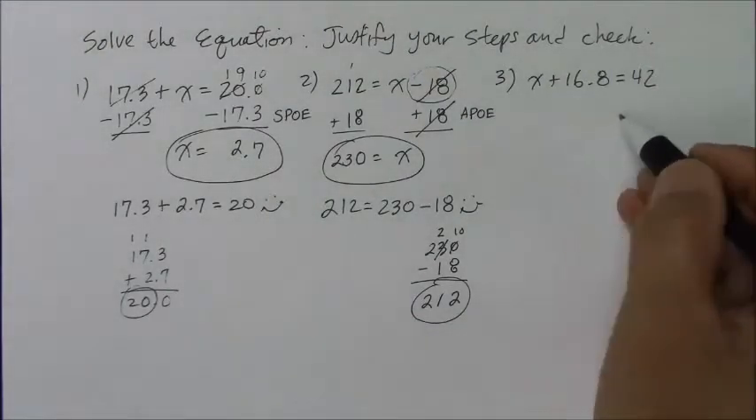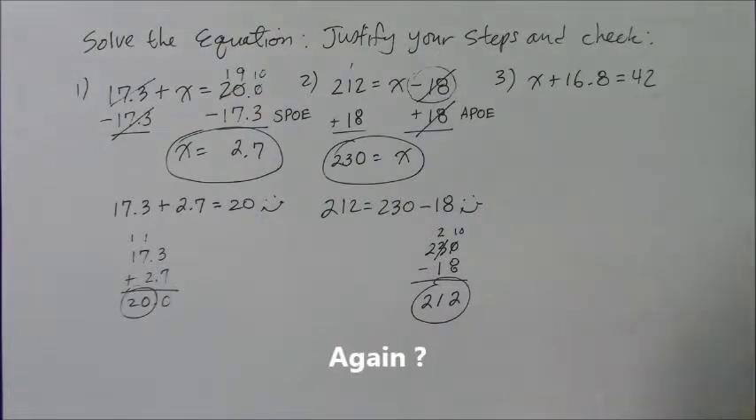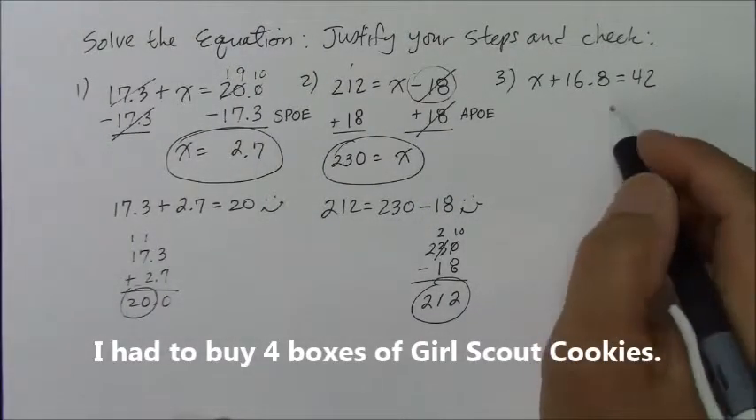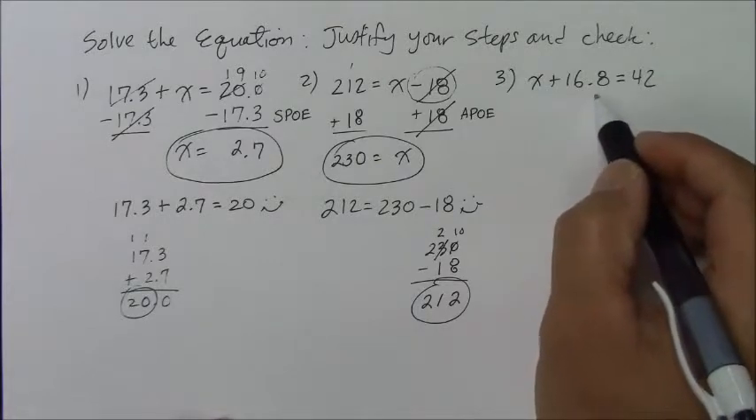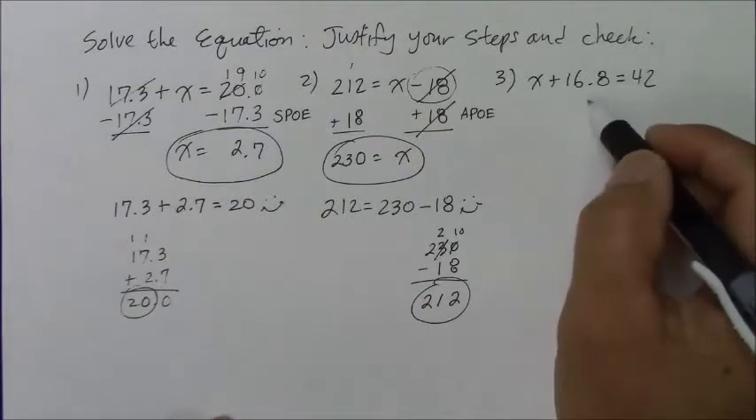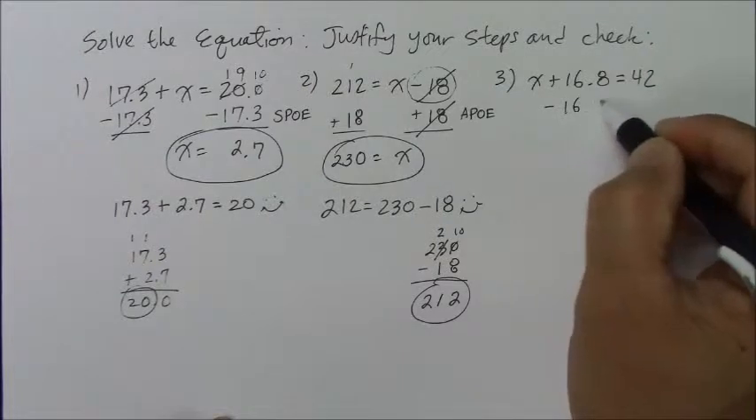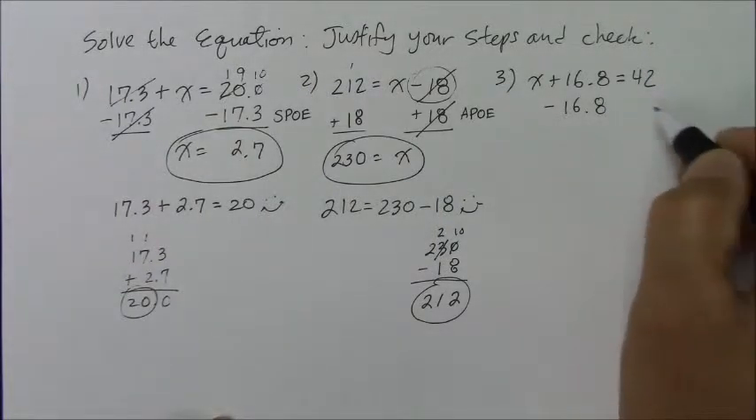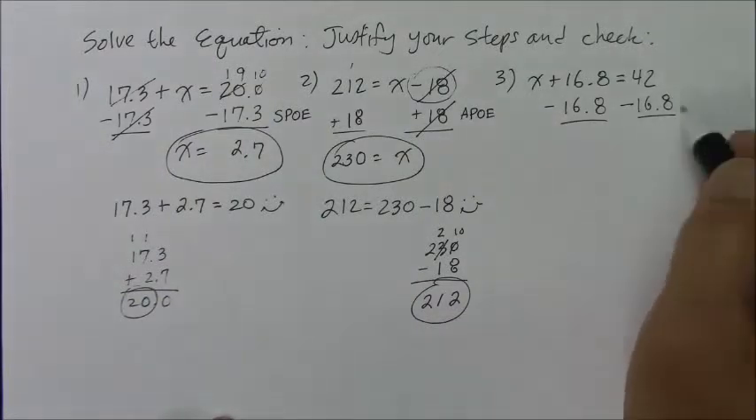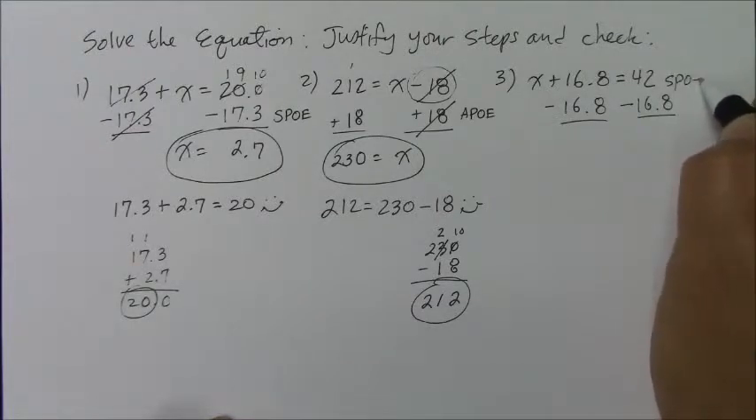And finally, number 3. Okay, I'm back. So, to solve for this one, you're going to do the opposite of plus 16.8 to move it away from the x. To do that, you have to take the opposite of the plus 16.8, which is minus 16.8. And whatever you do to the left side, you have to do to the right side, minus 16.8. And since I'm subtracting it, this is referred to as subtraction property of equality.